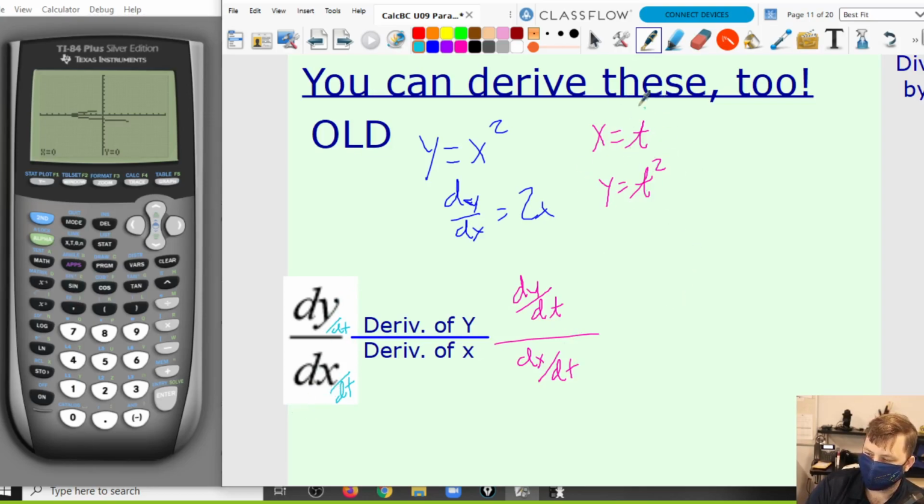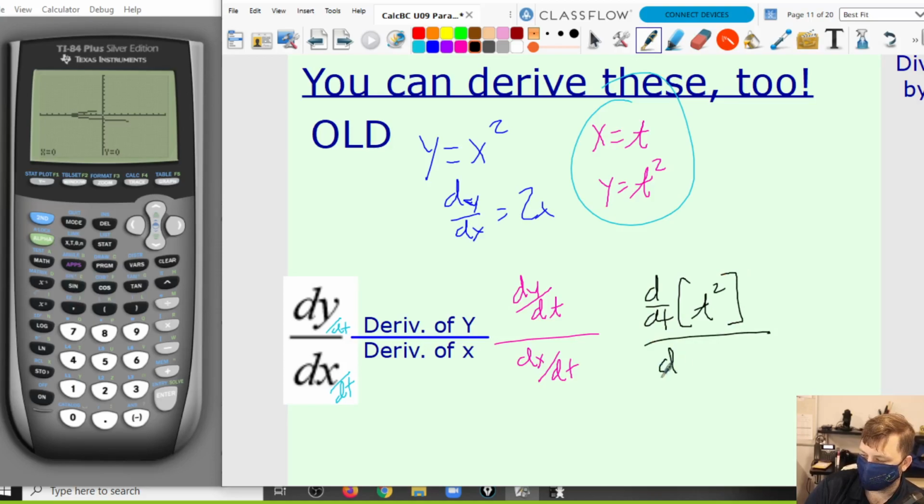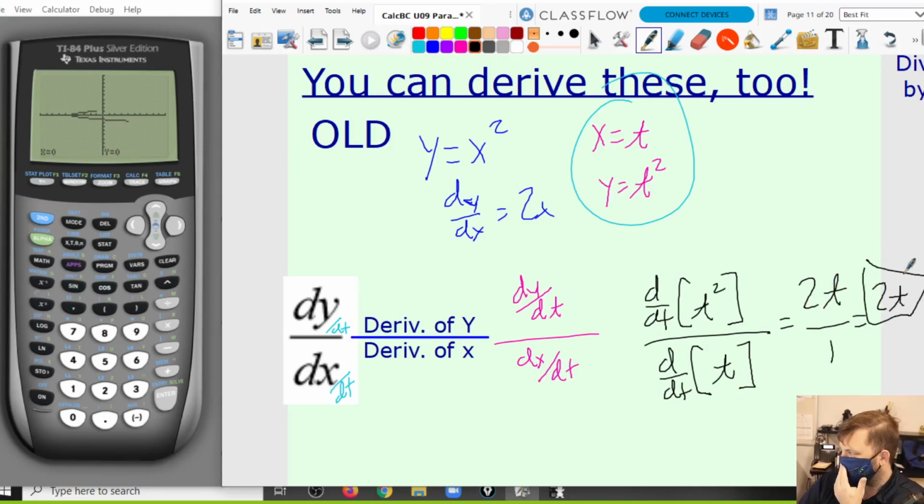So for example, dy/dt for this case would be the derivative with respect to t of the y term, t squared, over the derivative of the x one. So it would be 2t on top and just 1 on bottom. Or another way of saying that is 2t. That's how I derive with parametric equations: derivative of the y divided by derivative of the x. You just have to derive each of them and divide them. Hopefully that's not too bad.